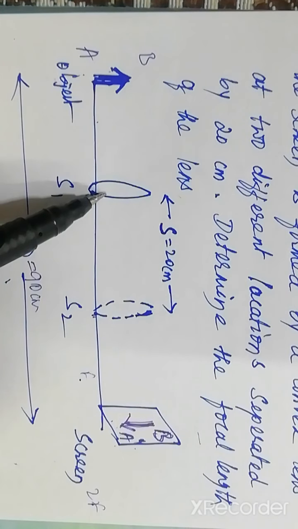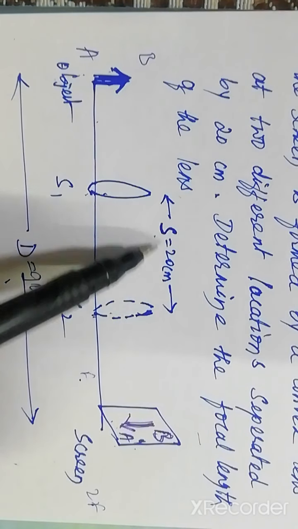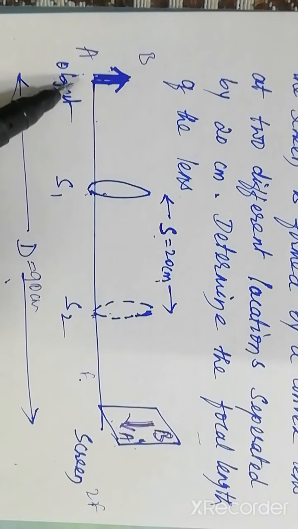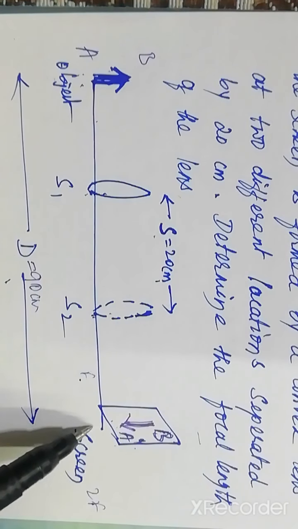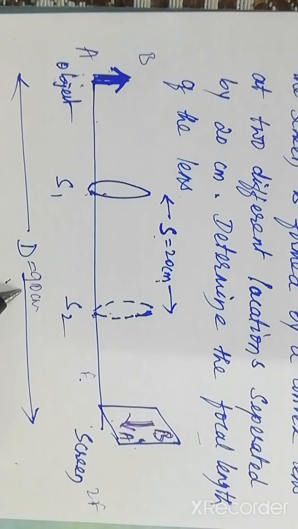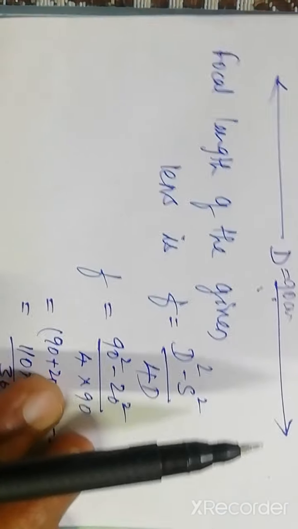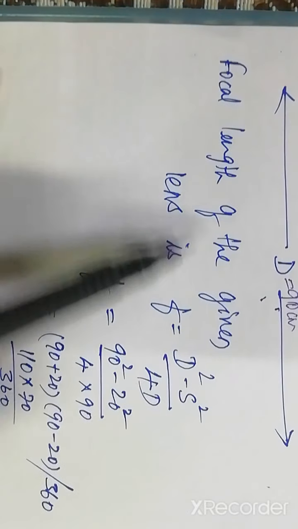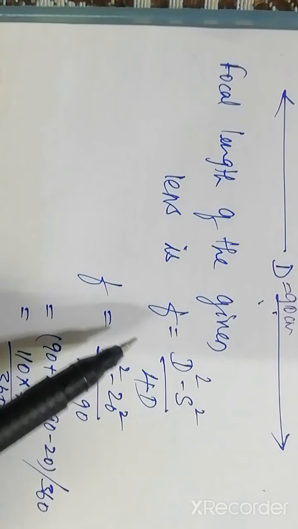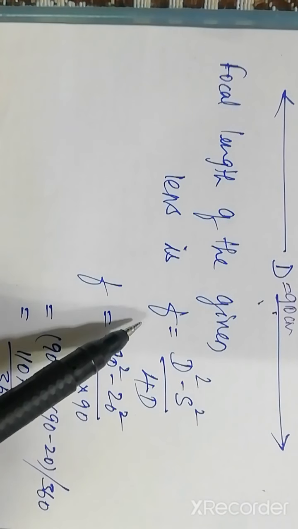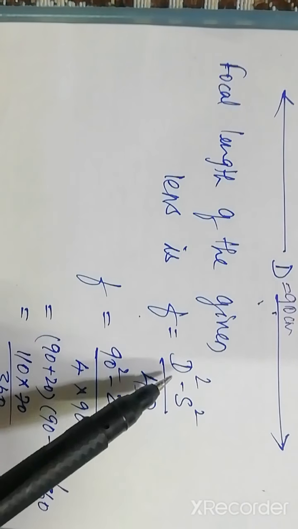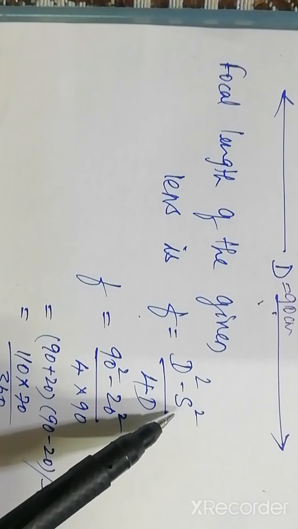So the shift in the position of the lens is given, that is 20 centimeter. The distance between the object and the screen is 90 centimeter. And we are asked to calculate the focal length of the given lens. For that, focal length of the given lens, straightway you can make use of a relation connecting the focal length, screen object distance, shift in the position of the lens.